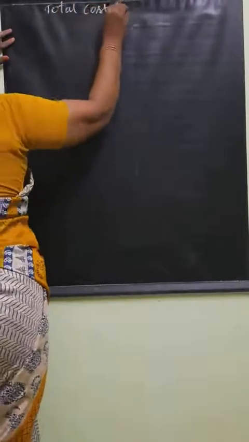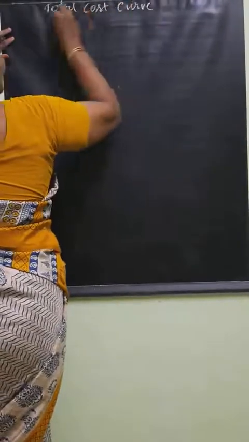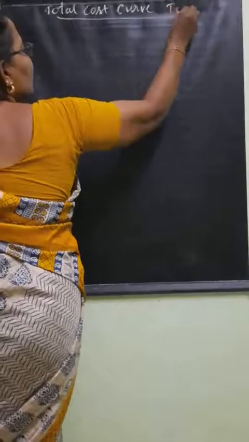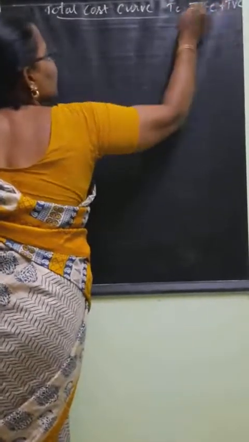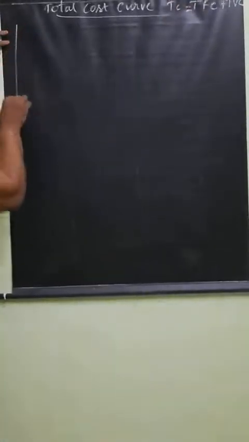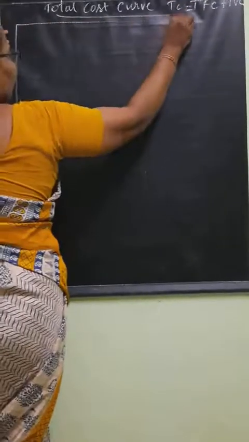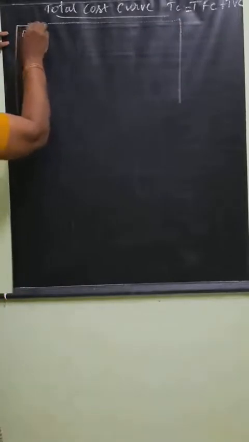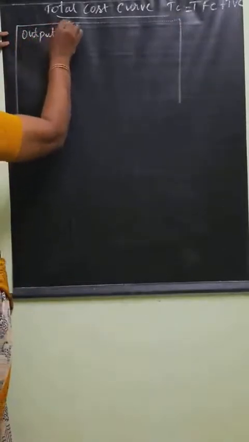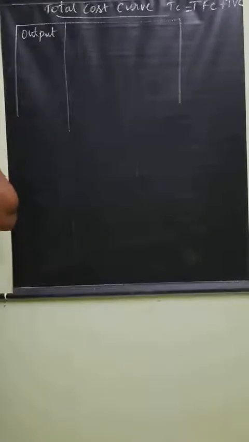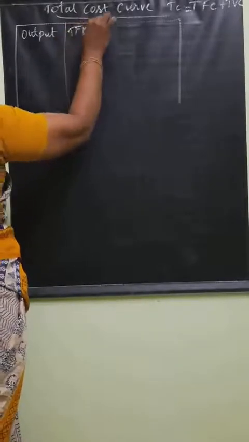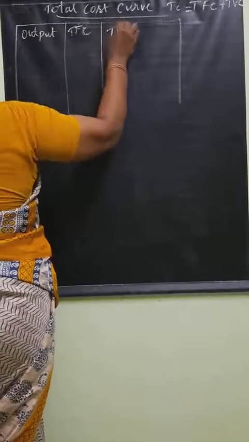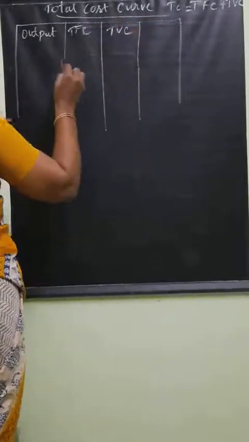Total cost curve. Okay. Total cost curve is the summation of total fixed cost plus total variable cost. Now we are going to draw the tabular column. Already we have studied output and also the total fixed cost TFC, total variable cost. The last one is total cost.